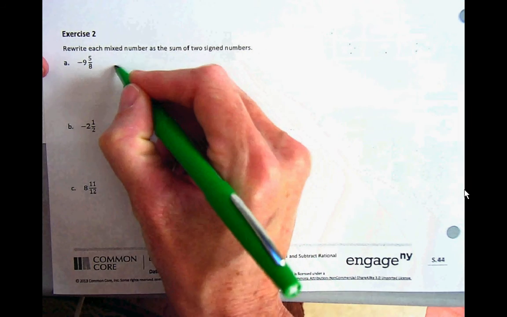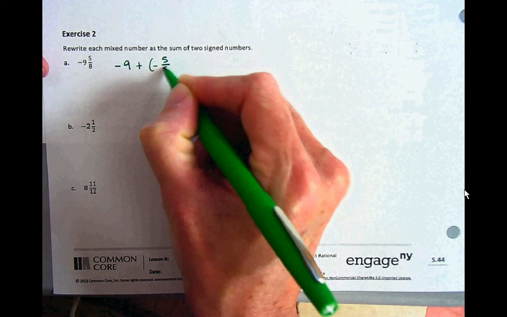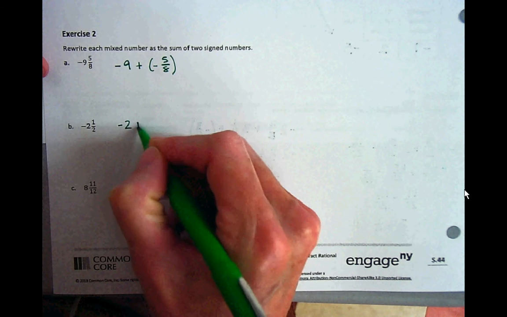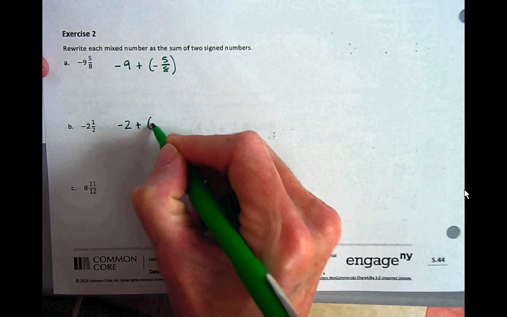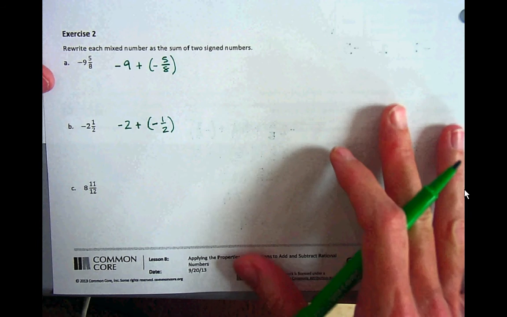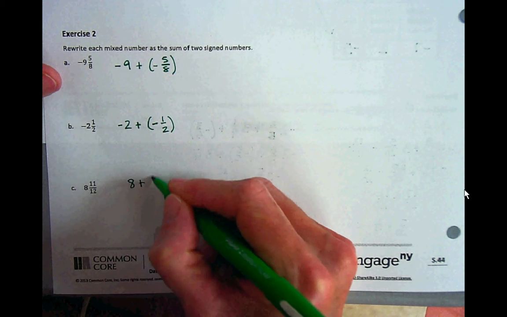All right, so you should have had minus 9 plus a negative 5/8. Here would be minus 2 plus a negative half. And for this last one would be 8 plus 11/12.